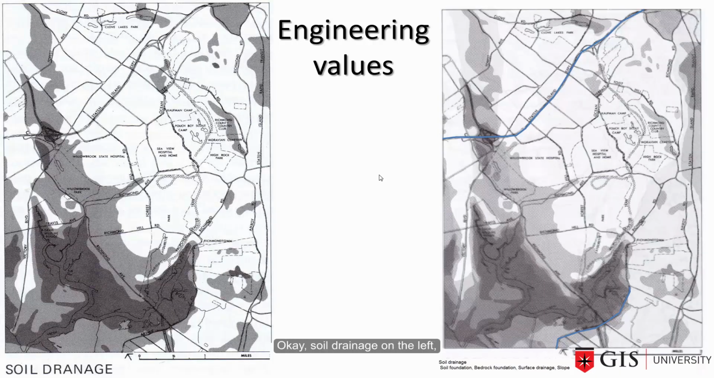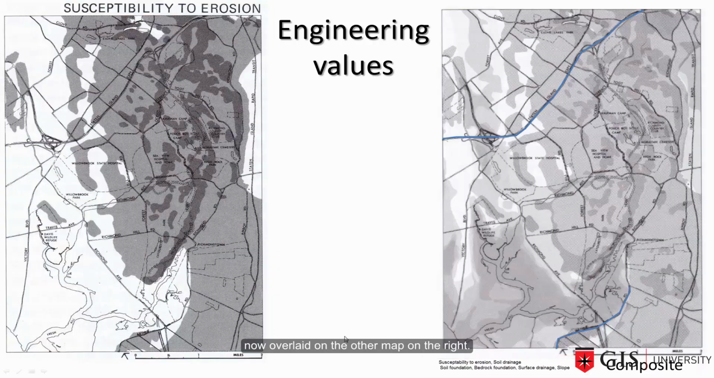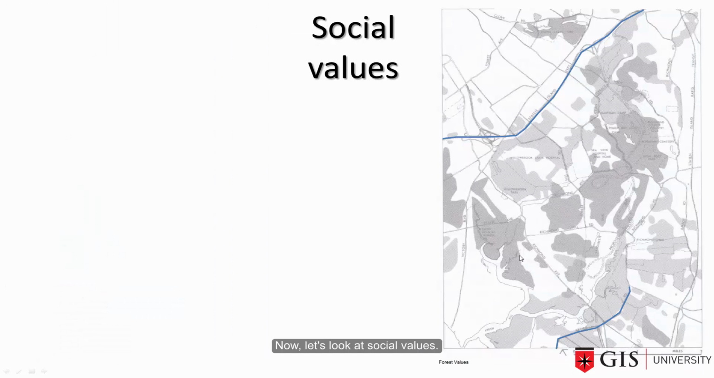Okay, soil drainage on the left, now overlaid on the other maps on the right, and susceptibility to erosion on the left on top of all the other maps. So we've now got susceptibility to erosion, soil drainage, soil foundation, bedrock foundation, and surface drainage and slope all on top of each other to create this composite engineering map. And we can see that there's lighter areas, a few areas where they're transparent, and some areas where they're certainly quite dark. Now let's look at social values.